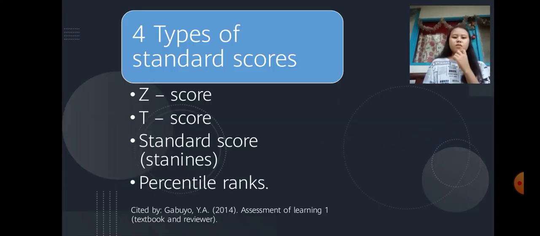There are four types of standard scores: the Z-score, T-score, standard score, and percentile ranks. But I'm just going to discuss two of them, the Z and the T score. And then the rest will be discussed by Donna Rose and Arlene.